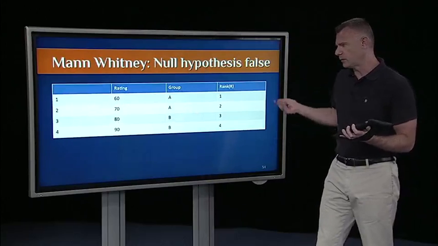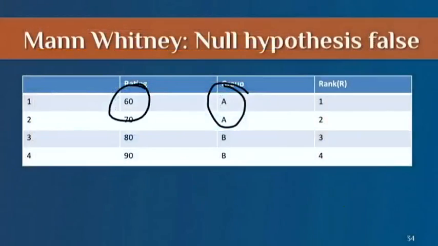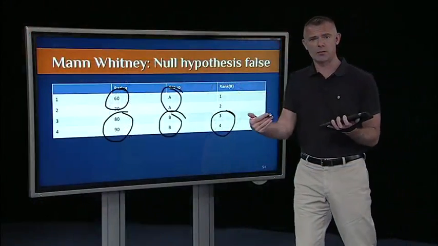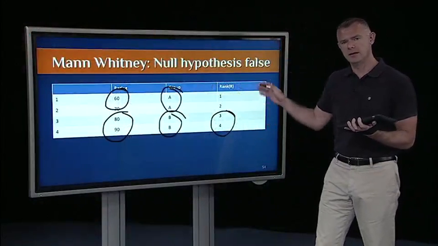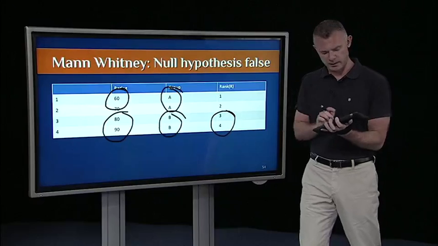In this example, it's completely different. So in group A, they had lower ratings than in group B. So now the sum of the ranks in group B is 7. If I took the difference between the highest sum possible, 10, and 7, I get 3. That's the lowest U value I could get in this tiny little example. Again, I don't want to do that. I want to just plug it into R.